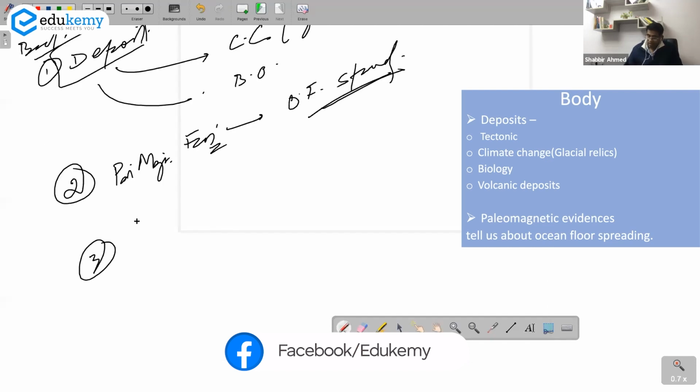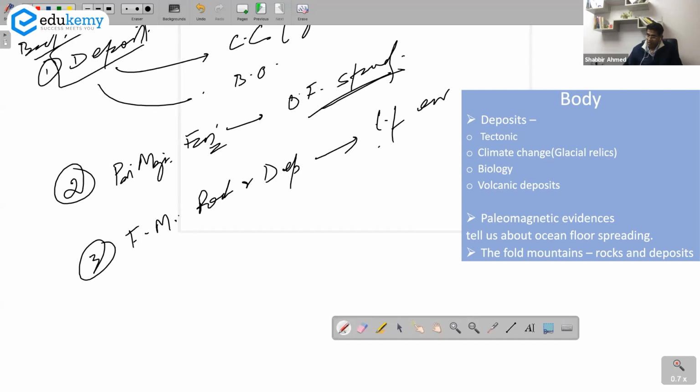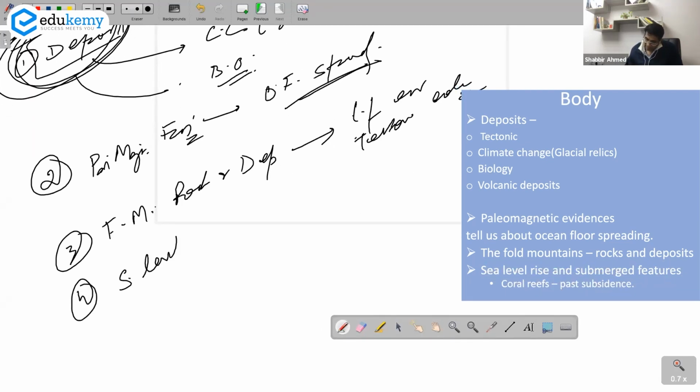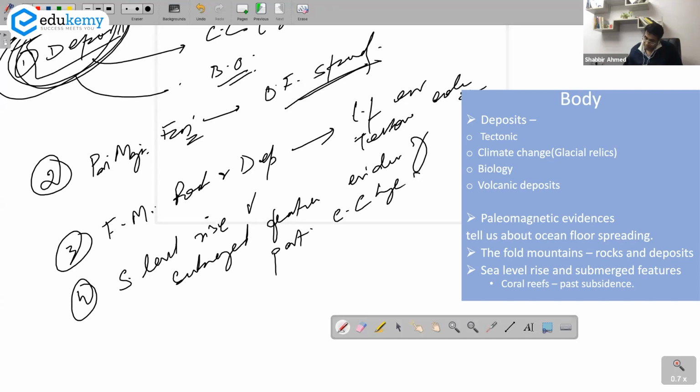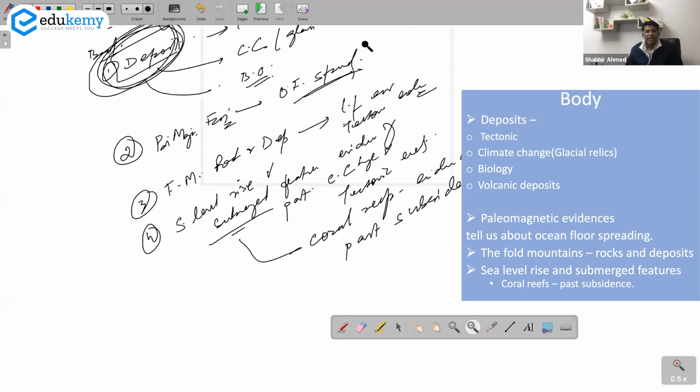Then you can talk about the fold mountain rocks and deposits, how they tell us again about life form evolution and about the tectonic evolution. And then you can add here the fourth point, the sea level rise and submerged features as evidences of past climate change and tectonic events. Here you can talk about how coral reefs are evidences of past subsidence. Keep all of this in 2 pages, not more than that.